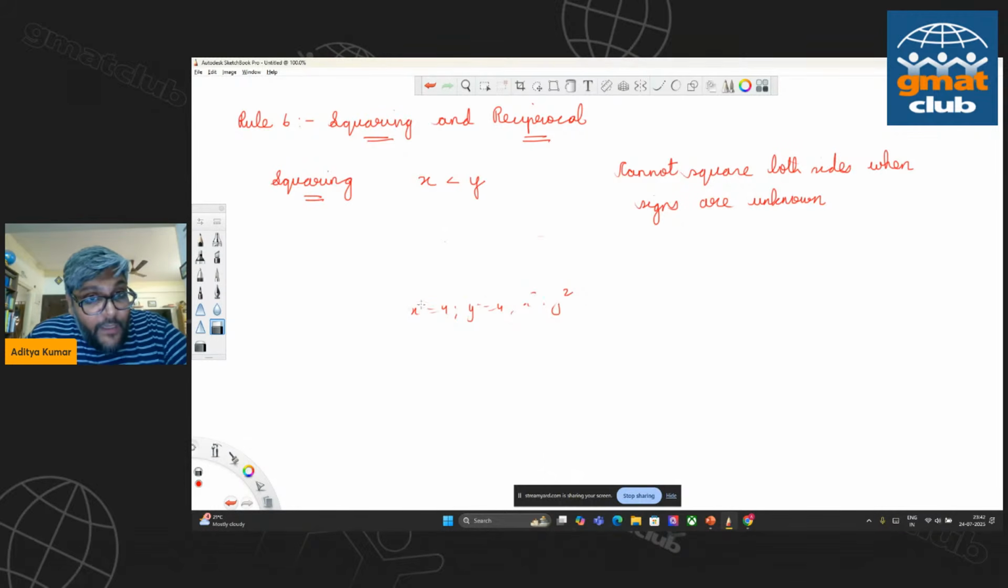And I also cannot square if the signs are different. For example, let's take different signs. So x is equal to -3 and y is equal to 5. If I take different signs, x square would be 9 and y square would be 25. In this case, x square will be less than y square. But if I take x is equal to -6 and y is equal to 5, now x is still less than y, but x square would become 36. Y square will become 25. X square suddenly will become greater than y square. So I cannot square both sides when the signs are unknown or when the signs are different.